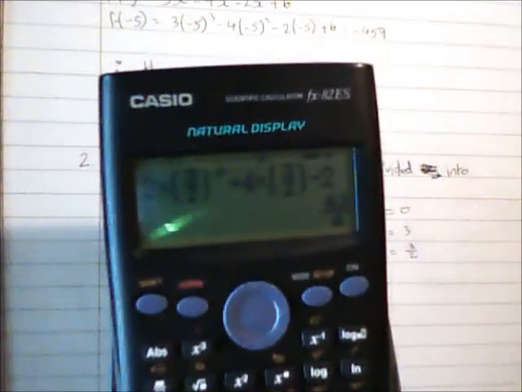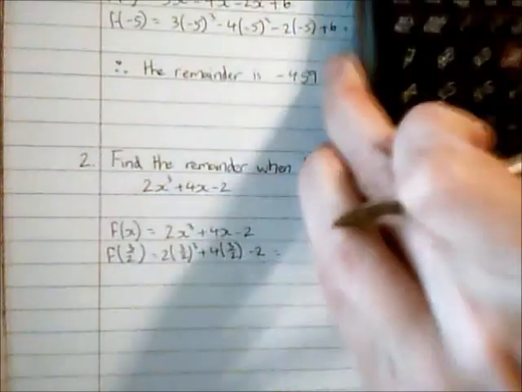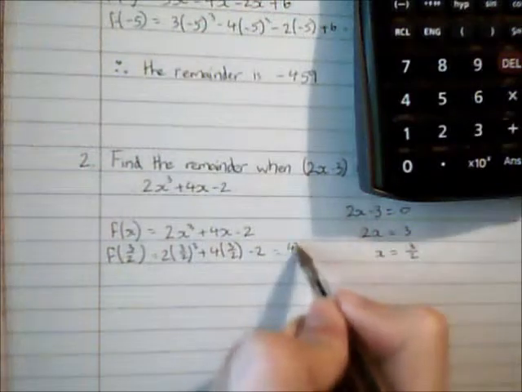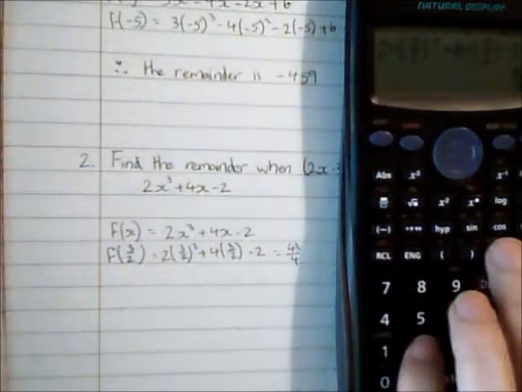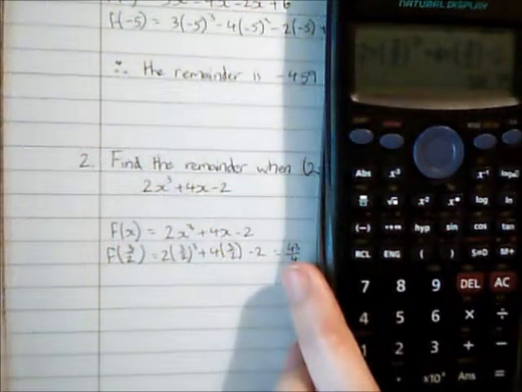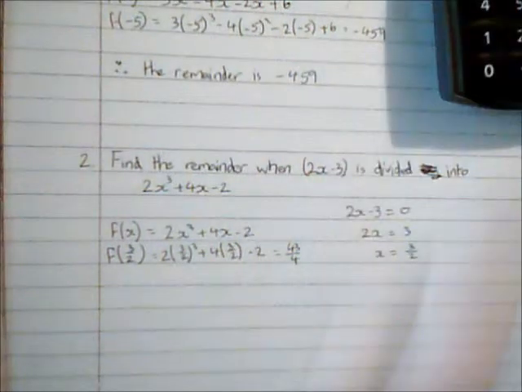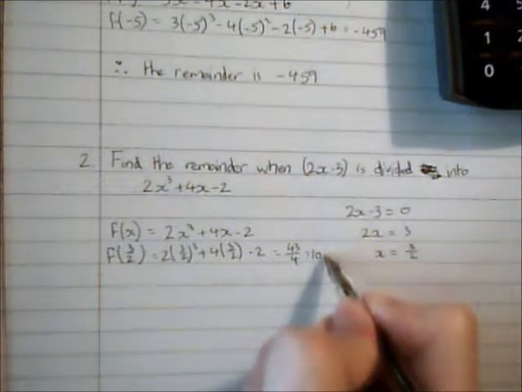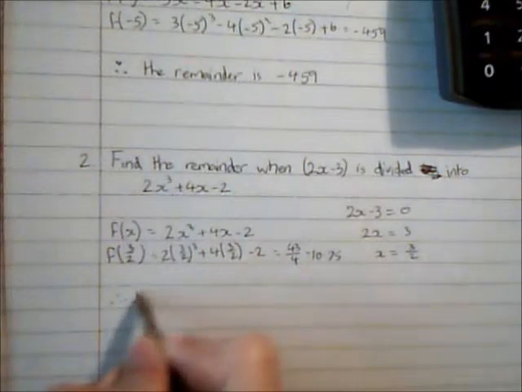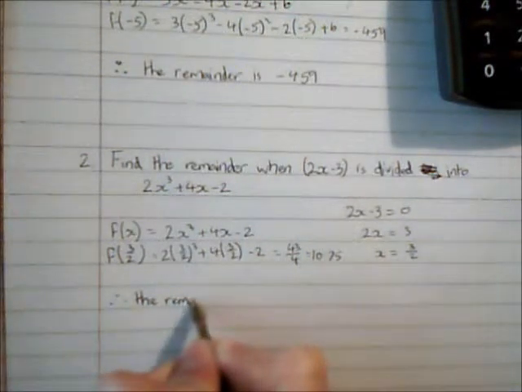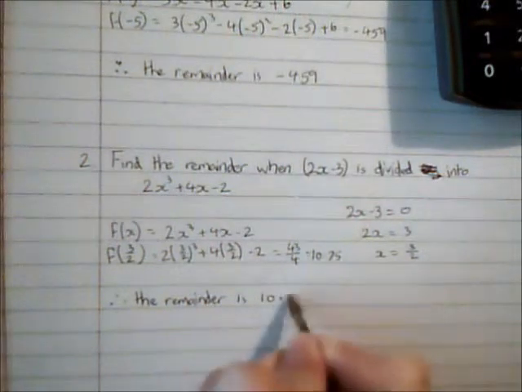And we can hopefully see that as 43 over 4. Or I could, if I want to, just hit this button here and I could have my answer as a decimal, which is then 10.75. So therefore the remainder is 10.75.